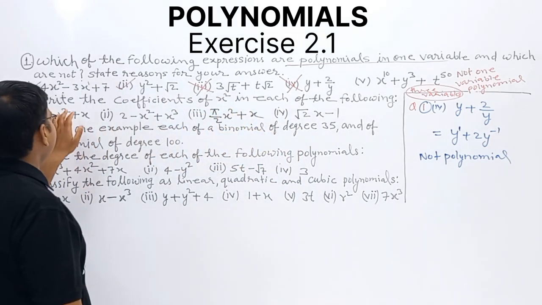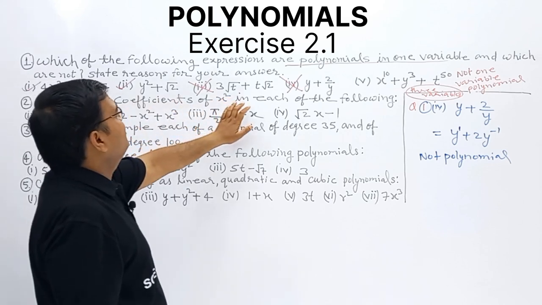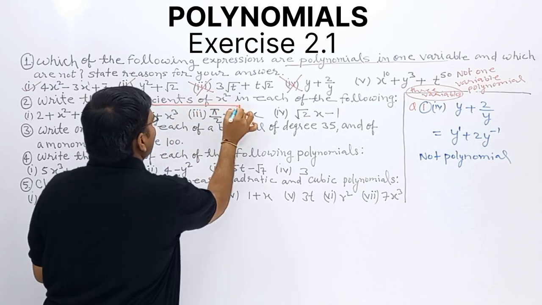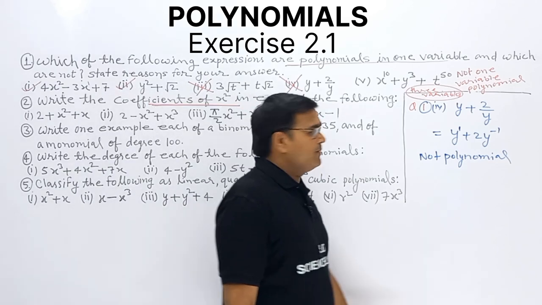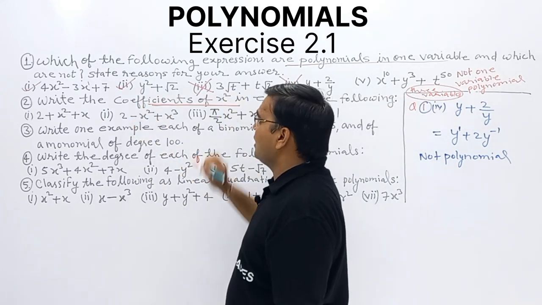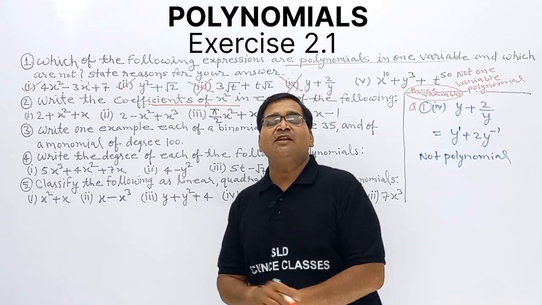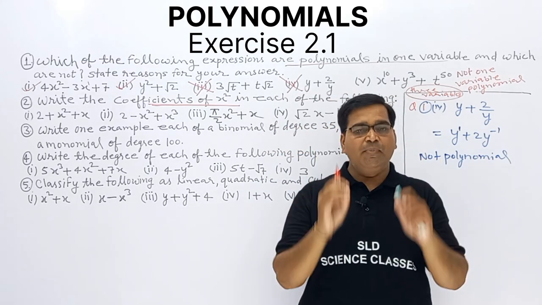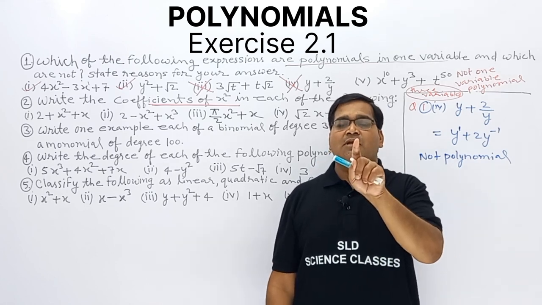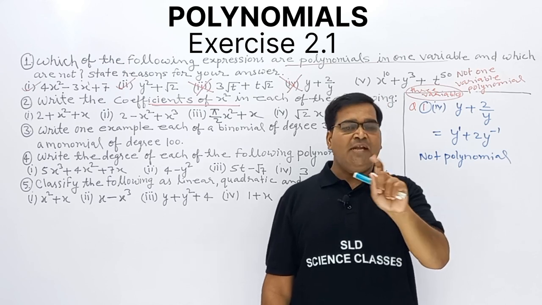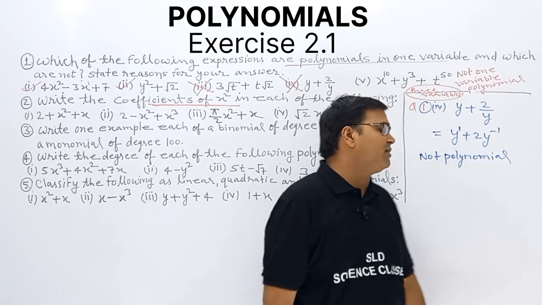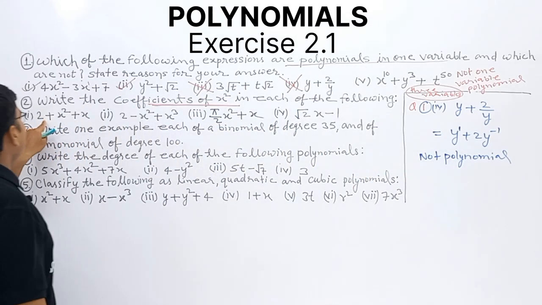Now the next question. Write the coefficient of x square. What we want in this question, in each of the following four expressions, is the coefficient of x square. So the coefficient of x square is the number in front of x square, with its sign. If positive, there is no necessity for a sign, but if a negative number is in front of x square, then we will use the negative sign. Clear?